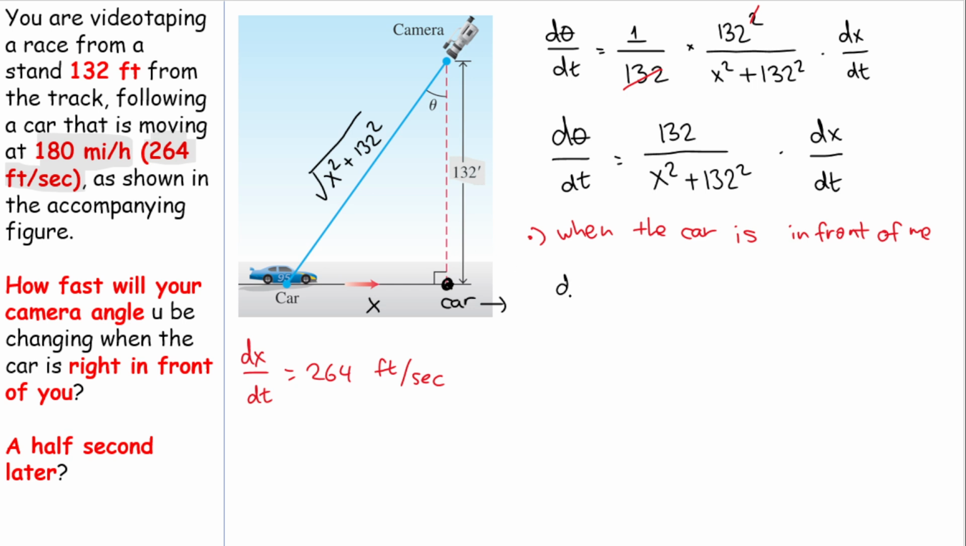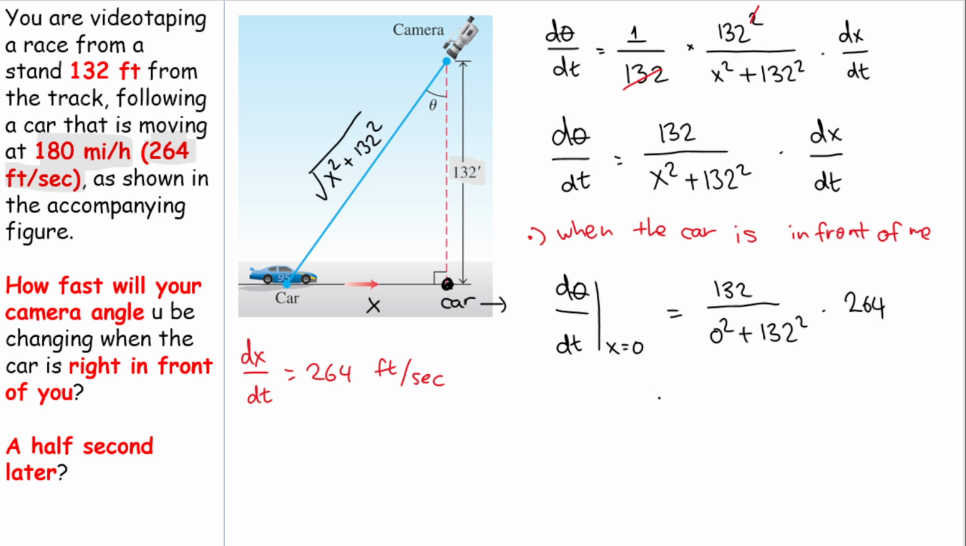So I will have d theta dt when our x is equal to 0, because the car is here. So we have no x here. The adjacent and the hypotenuse will be the same, right? And so I will have 132 divided by x squared, which is 0, and then plus 132 squared multiplied by dx dt. So I will have 264.